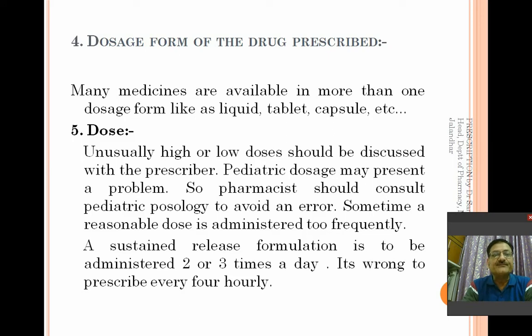Next is dose. Usually high or low doses should be discussed with the prescriber. Pediatric dose may present a problem, so pharmacists should consult a pediatric physician to avoid an error. Sometimes a reasonable dose is administered too frequently. For example, sustained release formulations are to be administered 2 or 3 times in a day. But by mistake, the prescriber has given it to be taken 4 hourly. So it is wrong to prescribe the sustained release formulation every 4 hours. So it should be consulted with the prescriber.